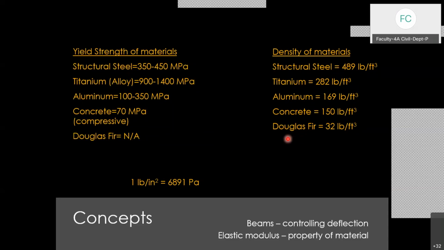Similarly, yield strength of the material. The yield strength of the material, what we most of the time come across, regular structural steel, ranges from 350 to 450 MPa. That is the yield strength. If you are using concrete and the compressive stress, you may get about 70 MPa.